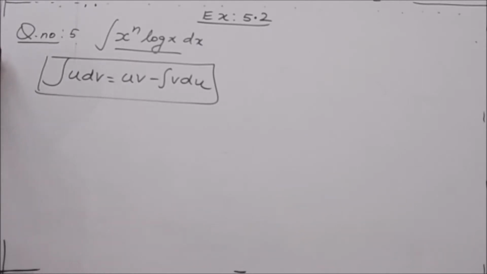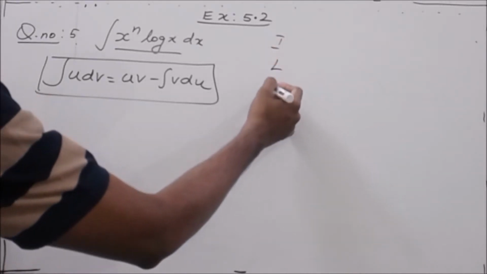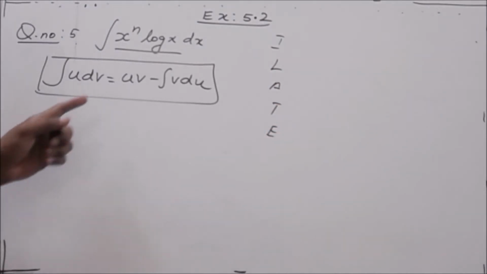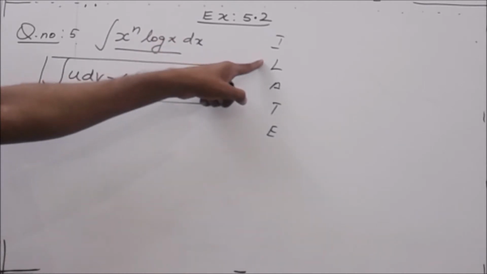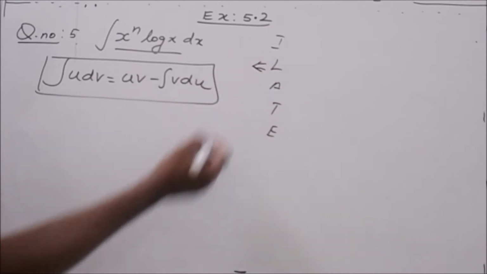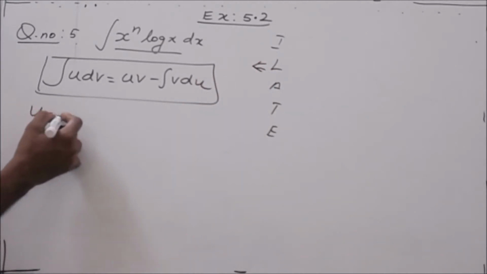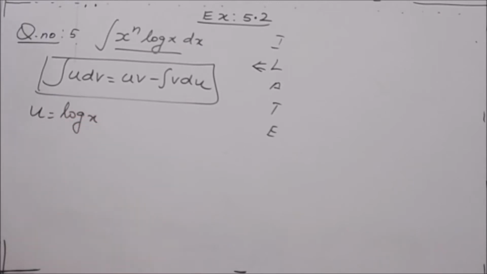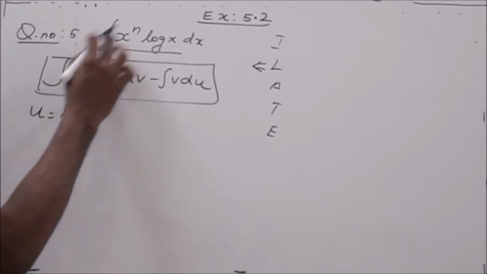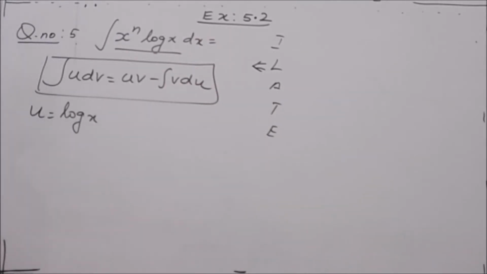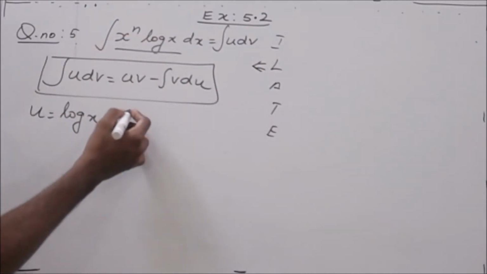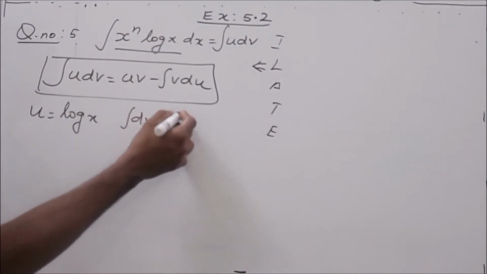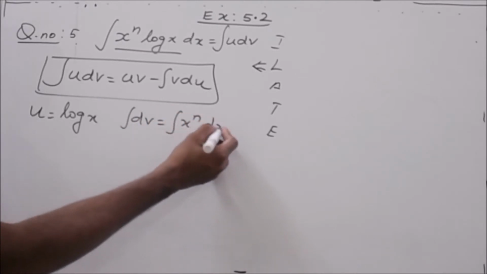Here, by the order of priority given to isolate, algebraic and logarithmic appear. Algebraic and logarithmic, so logarithm is given priority. So choose u equal to log x, and the remaining is dv. Integral dv, which is equal to integral u dv. U is log x. The remaining integral dv equal to integral x^n dx.